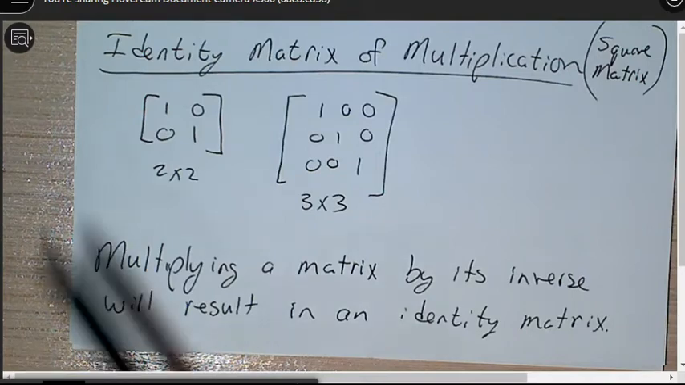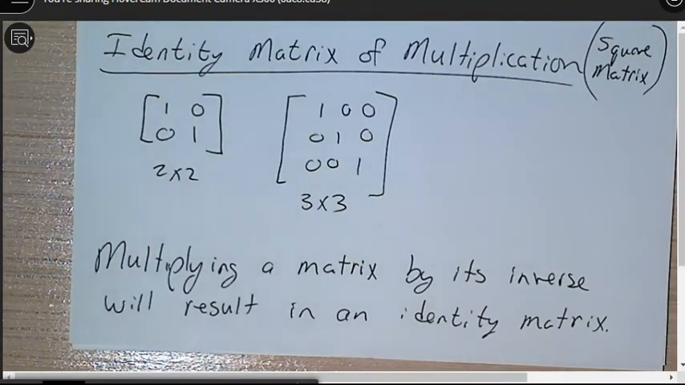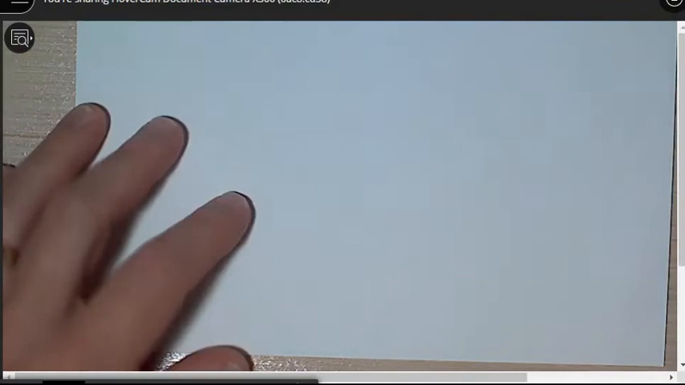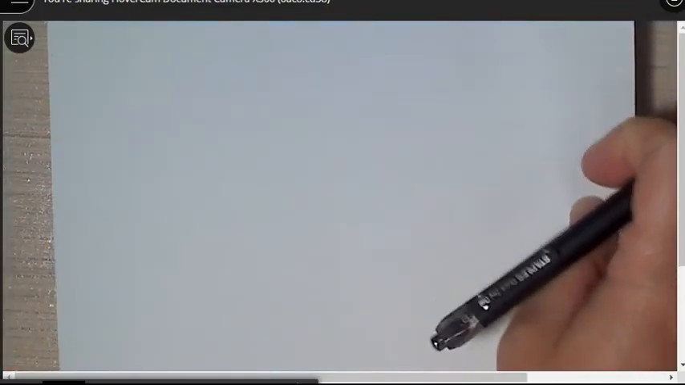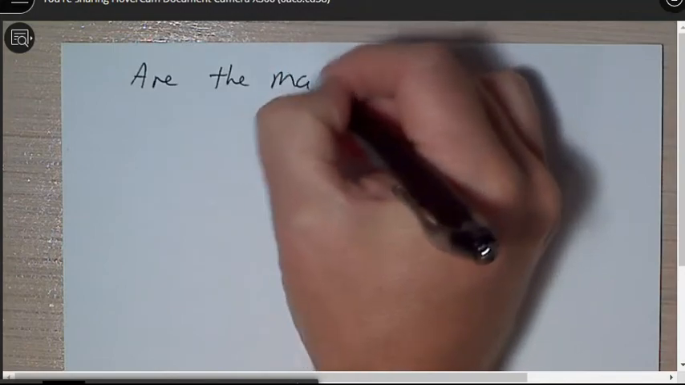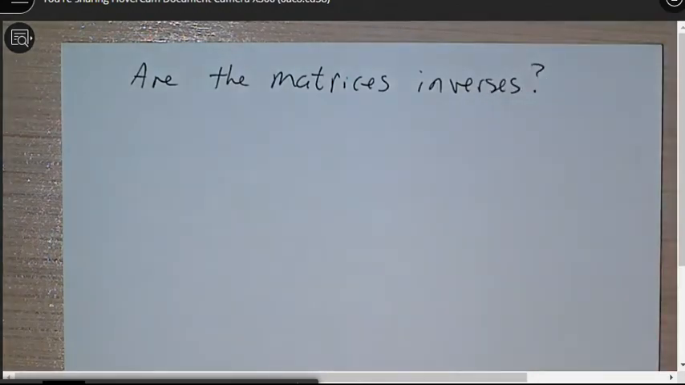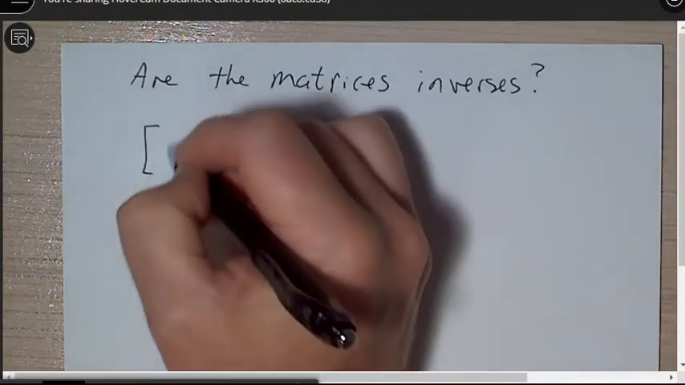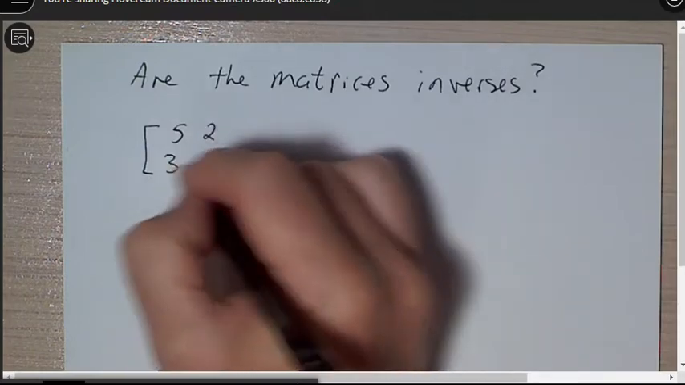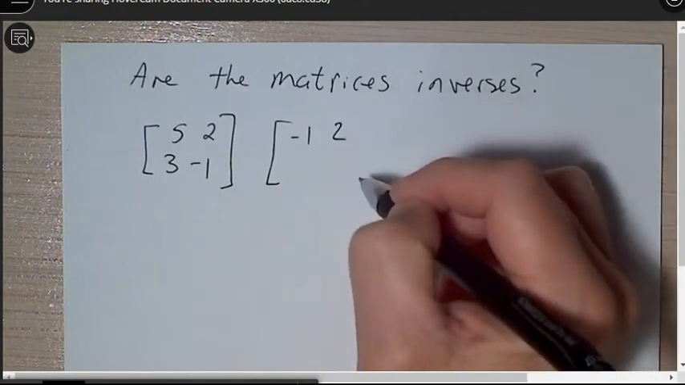Again, if you took some original matrix and multiplied it by the identity matrix, you would get the original matrix back. So here's the question they're going to ask you. They're going to give you two matrices, and ask you, are these matrices inverses? So we're going to have 5, 2, 3, -1, and we're going to do -1, 2, and then 3, -4.